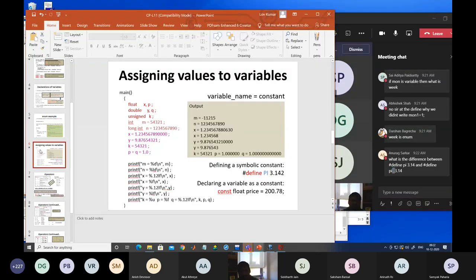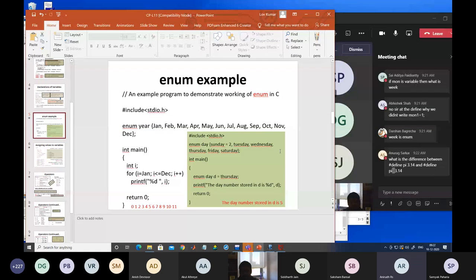Just we'll ask, what is your doubt in enum? Please ask. Sir, can enum be made an unsigned integer?